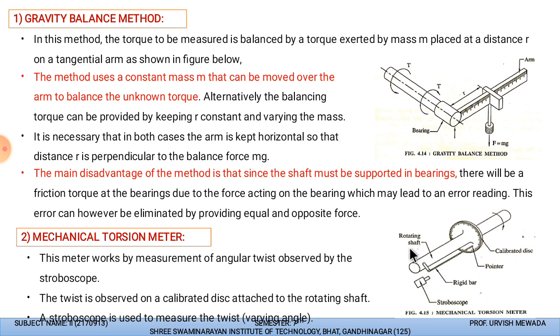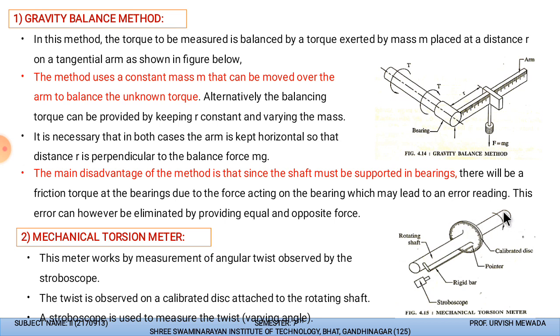This is the rigid bar which is connected on the rotating shaft, and the stroboscope is a device which can be used to measure the speed. We can match the frequency of the rotation with the blinking of the light of this stroboscope lamp, and whenever this synchronizing takes place, the stroboscope will show the particular frequency of the rotation. Now this meter works by measurement of angular twist.